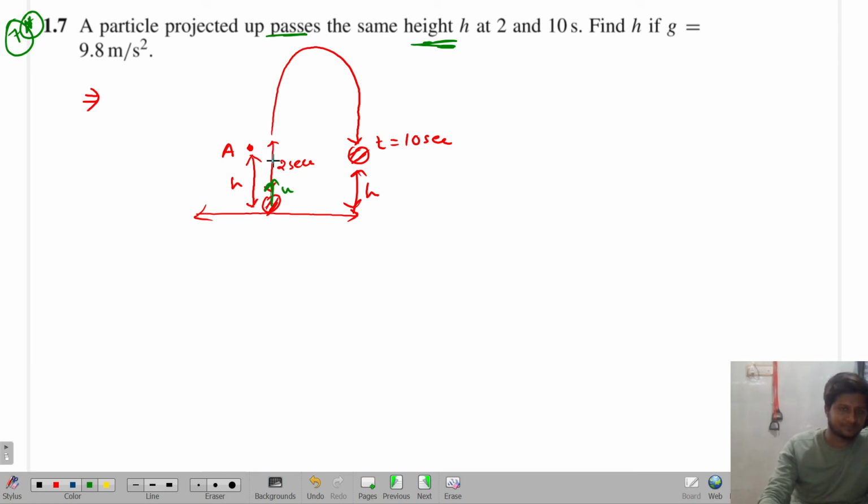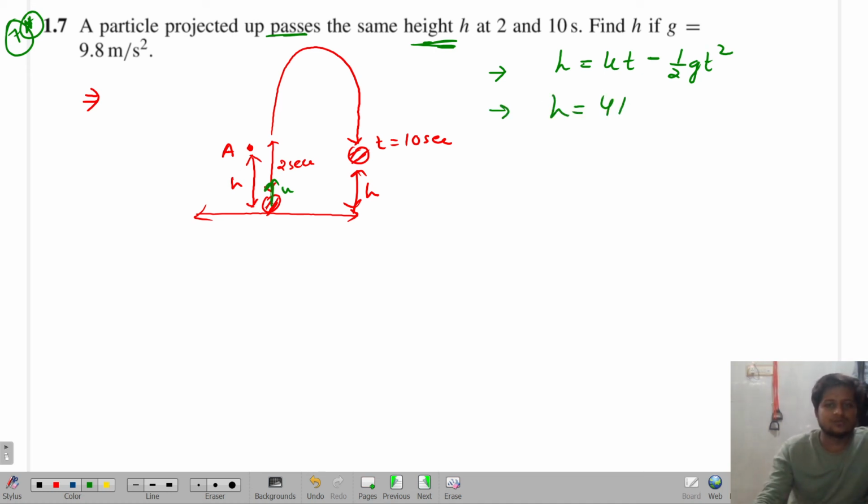If it is moving in the upward direction, what will be your equation? Height is equal to ut minus half gt square. So at 2 seconds, height is equal to u into 2 minus half of g into 2 square. This is at 2 seconds when the particle is crossing over here.